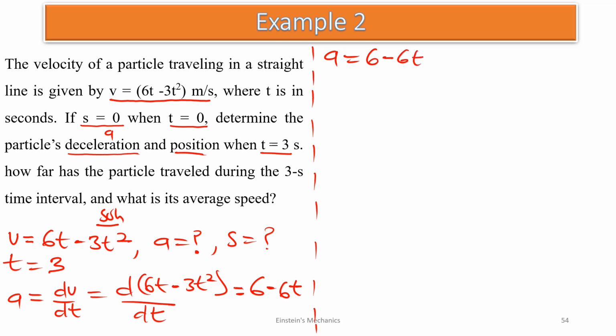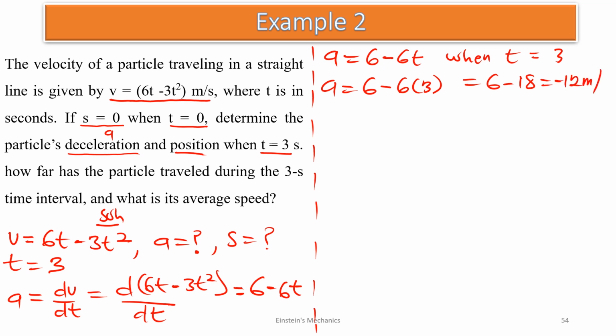And we are interested in t at 3 seconds, then a is going to be 6 minus 6 by 3, which is going to be 6 minus 18, and that is going to be negative 12 meter per second square. So we can see that it's the negative form of acceleration. That's why we are calculating for deceleration. Are we good? And we have to find the position too at this time.